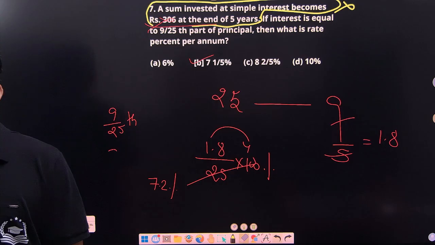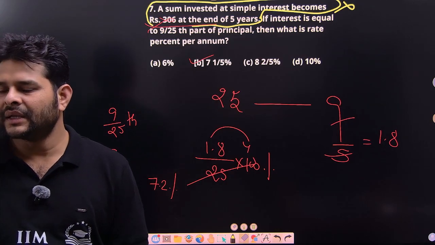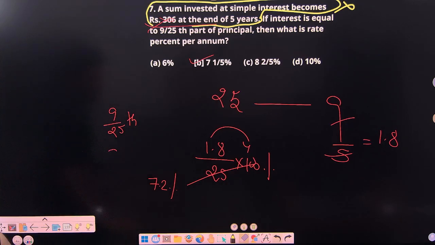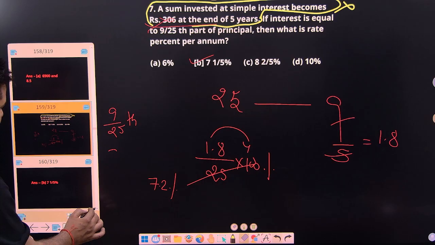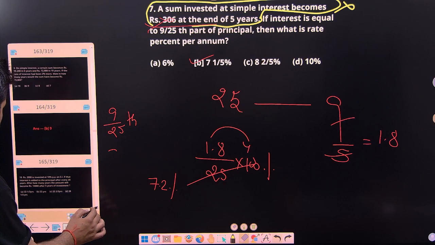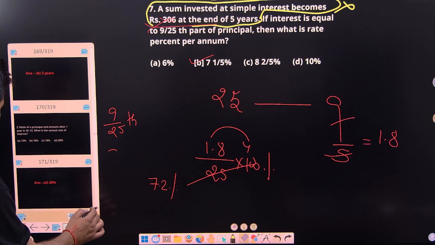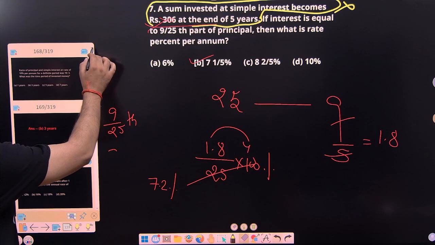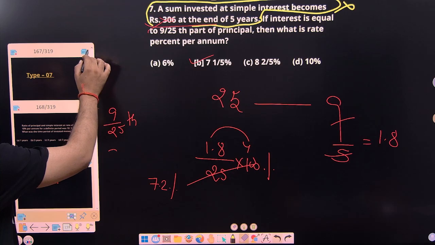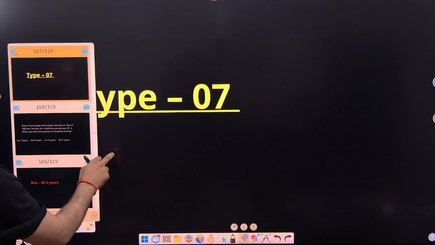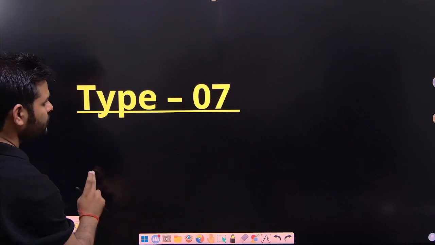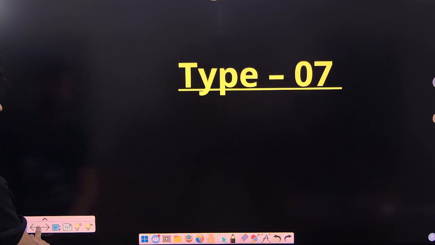The rest of the questions, guys, you yourself will hit. In the doubt session, you can ask. Okay, let's move on to the next type. So the type would be, I think, type 7. On type 7, let's move. Take your time.